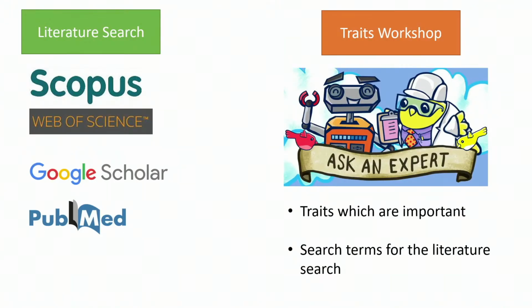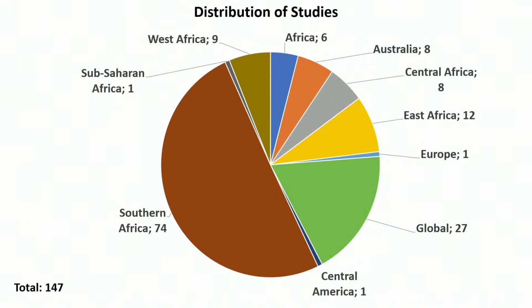To do that, I did a literature search from different search engines, and also held a traits workshop with some of the people that are in this room, actually. In that workshop, we discussed what traits the specialists thought were important to survive in a seasonal environment. They also helped inform the search terms for the literature search. And within the literature, I also found the papers that were cited in that search, in order to build the database. From the literature search, I read a total of 147.